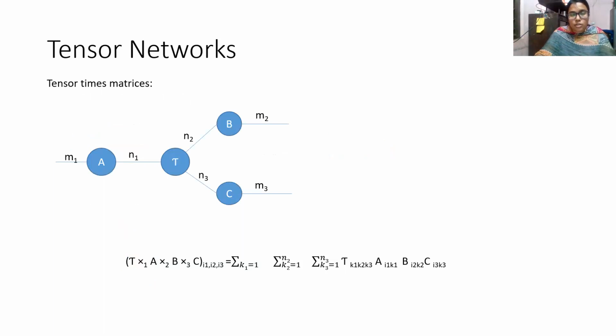Then it's the tensor times matrices. Here one tensor T is connected with three other matrices A, B, C, which lie in different directions, and A has dimension M1, B has M2, and C has M3. So tensor times matrices is very basic; it's a combination of the previous graphic notations.